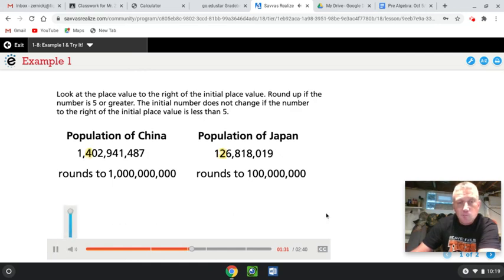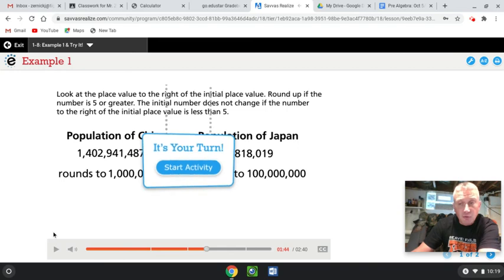Place value to the right of the initial place value. Round up if the number is 5 or greater. The initial number does not change if the number to the right of the initial place value is less than 5. So remember, 4 or below, let it go. 5 and above, give it a shove.